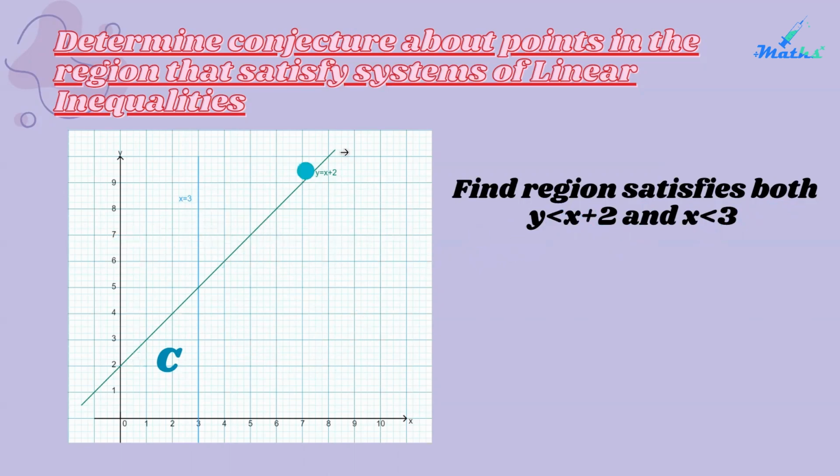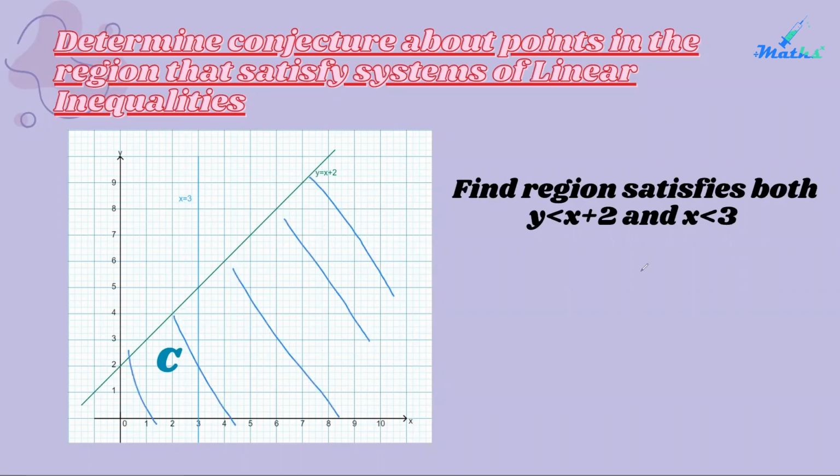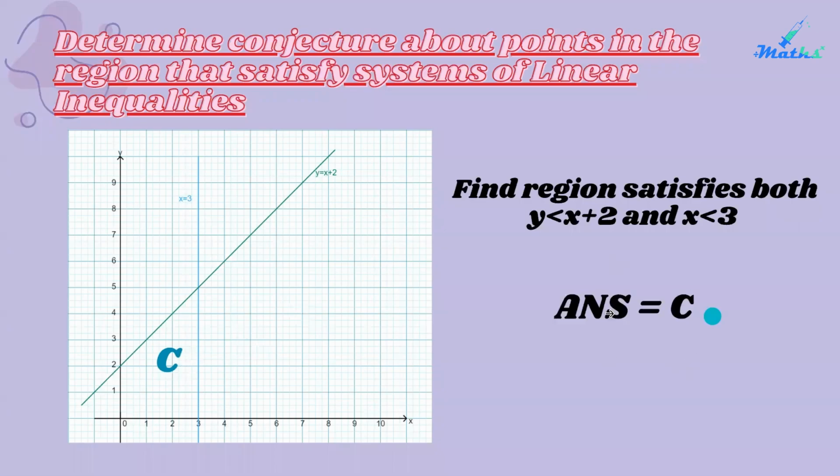So here is the answer for the region that satisfies both y less than x plus 2 and x less than 3. Let me draw so you guys can see more clearly. y less than x plus 2 is here, and x less than 3 is here. We need to find the area that both lines satisfy. So it should be here, so it should be C. So the answer is C.